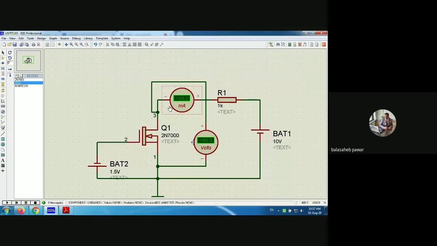If it is FET, or particularly this MOSFET, then how will you define the output characteristic? The output characteristic of MOSFET will be the characteristic between output voltage and output current by keeping input dash dash dash constant.